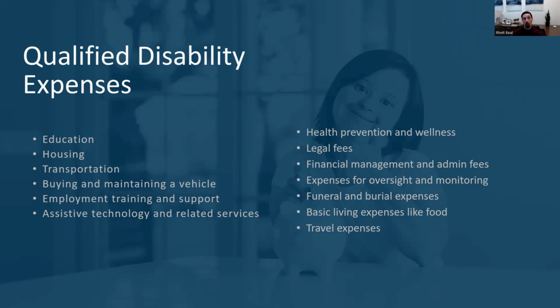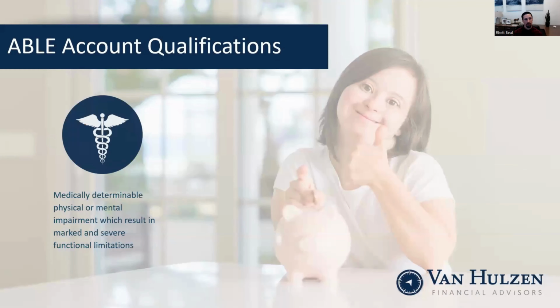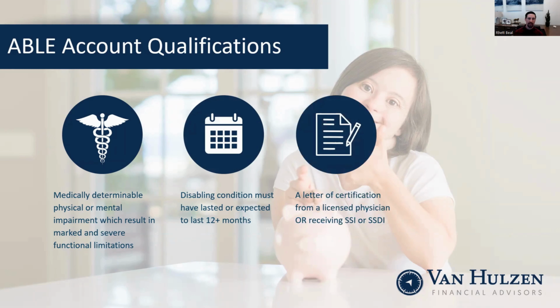And the next question is, who qualifies, right? If these are so good, who qualifies, and is it for everyone, or is there some restrictions around it? There are some qualifications, and the first one being, right, there has to be a medically determinable physical or mental impairment, which results in a marked and severe functional limitation that has lasted or is expected to last at least 12 months. Right, that's really, really important. Has to have lasted or expected to last at least 12 months. And it's highly recommended that you have a letter of certification from a licensed physician saying that those disabling conditions exist.